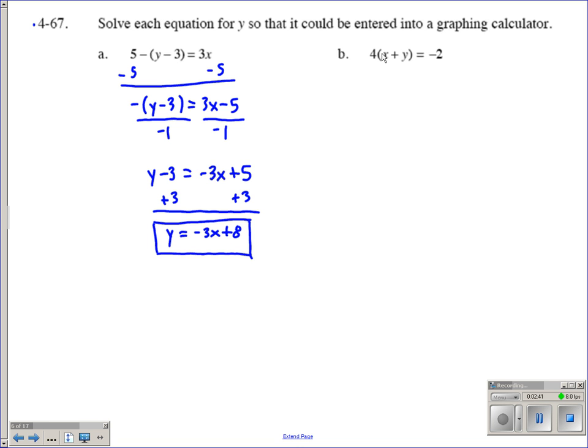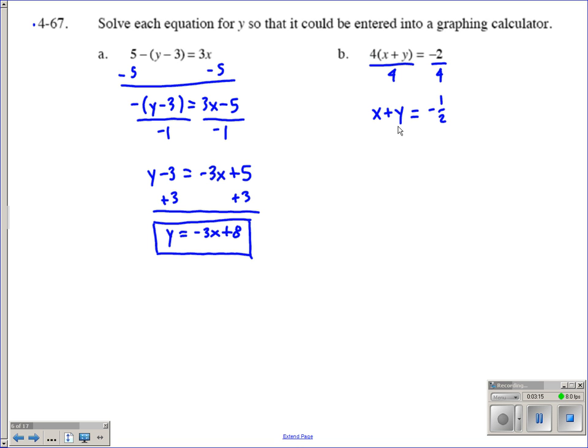We've got 4 times the quantity of x plus y equals -2. Once again, trying to solve it for y. There's a couple ways it could be done as well. You could start out by distributing the 4 through if you wanted to, or you can get rid of the 4 by dividing each side by 4. That's my preference. That's what I like to do. So that leaves me with x plus y is going to equal -2/4, which is the same thing as -1/2.